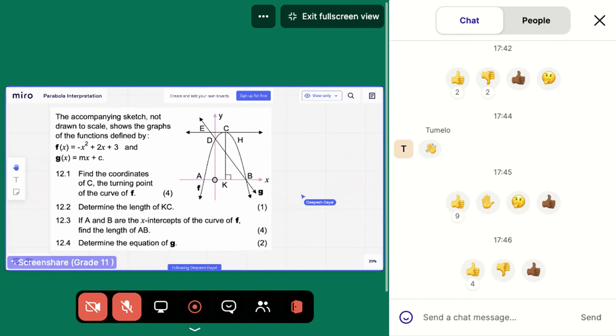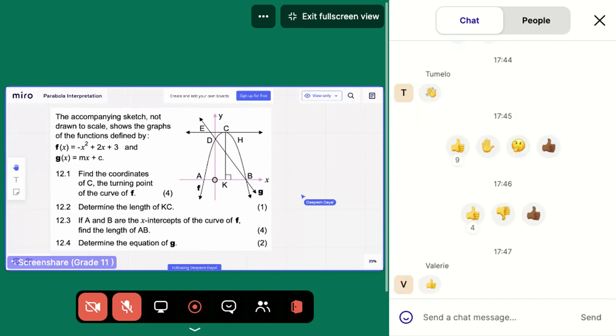So we've got 2 types of graphs here. We've got a straight line and we've got a parabola, right? Okay. And the accompanying sketch, not drawn to scale, shows the graphs of functions defined by f(x) = -x² + 2x + 3 and g(x) = mx + c. We don't have the equation of g(x) yet, right? So we need to find that.